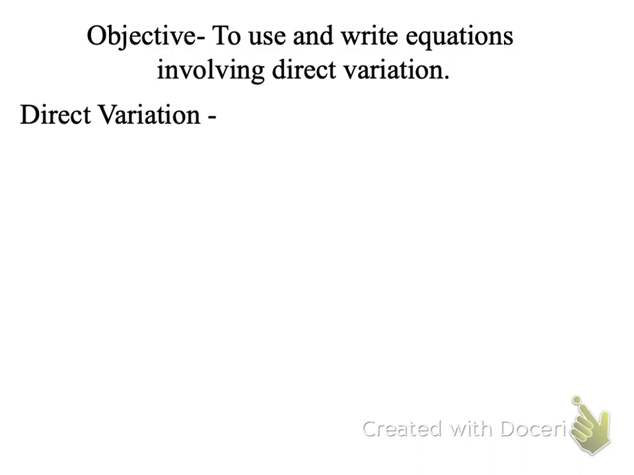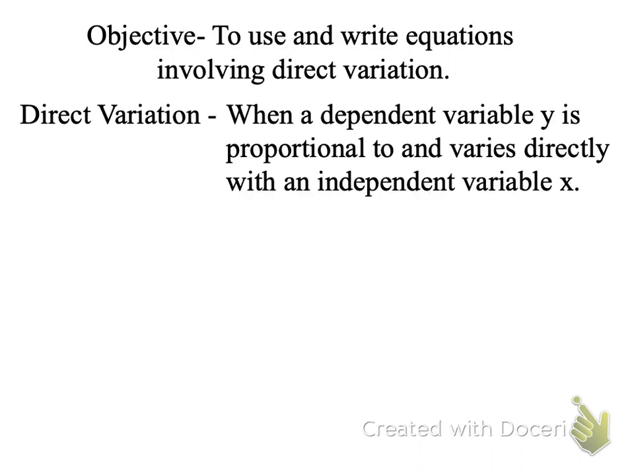All right, so direct variation is when you have a dependent, y, is proportional or varies directly with an independent, meaning as one quantity increases, so does the other. And it's kind of a dependent relationship. Okay, it looks like y equals kx. This should look familiar to you. What is that? Y equals kx.